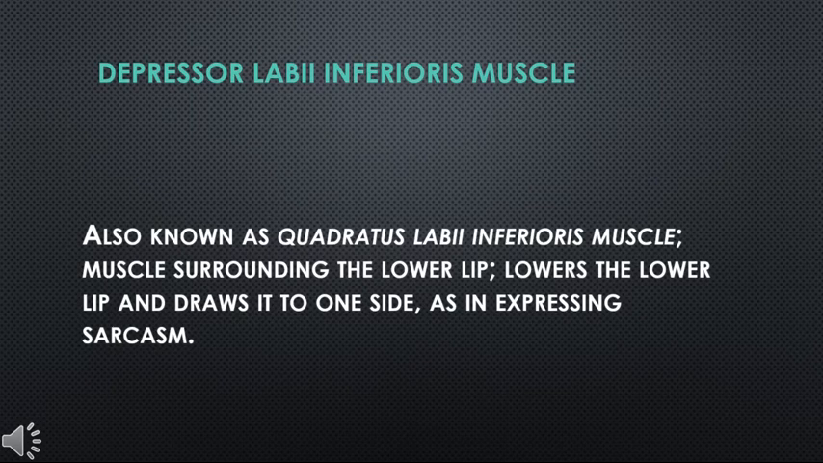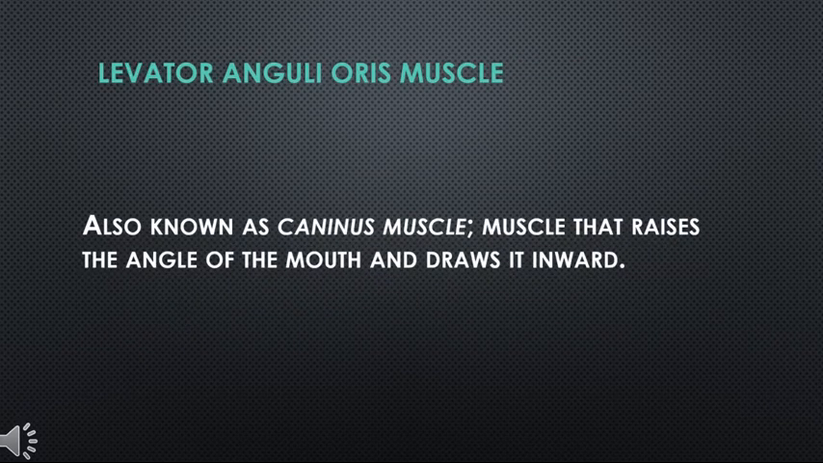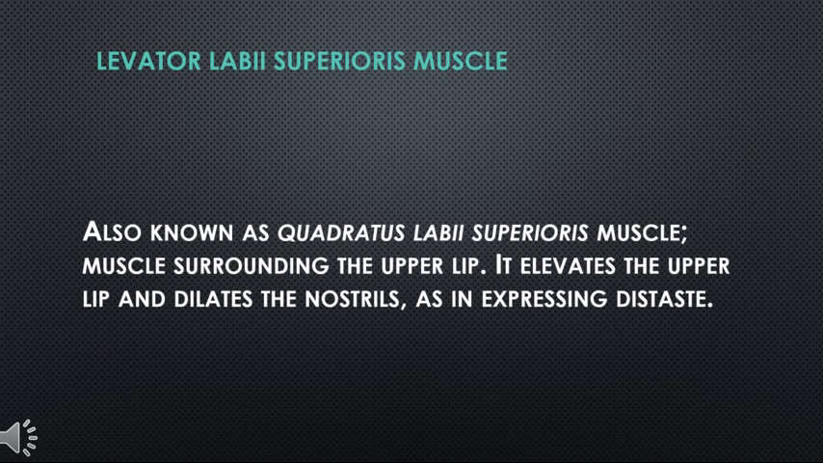Depressor labii inferioris muscle. Also known as quadratus labii inferioris muscle, muscle surrounding the lower lip, lowers the lower lip and draws it to one side, as in expressing sarcasm. Levator anguli oris muscle. Also known as caninus muscle, muscle that raises the angle of the mouth and draws it inward. Levator labii superioris muscle. Also known as quadratus labii superioris muscle, muscle surrounding the upper lip. It elevates the upper lip and dilates the nostrils, as in expressing distaste.